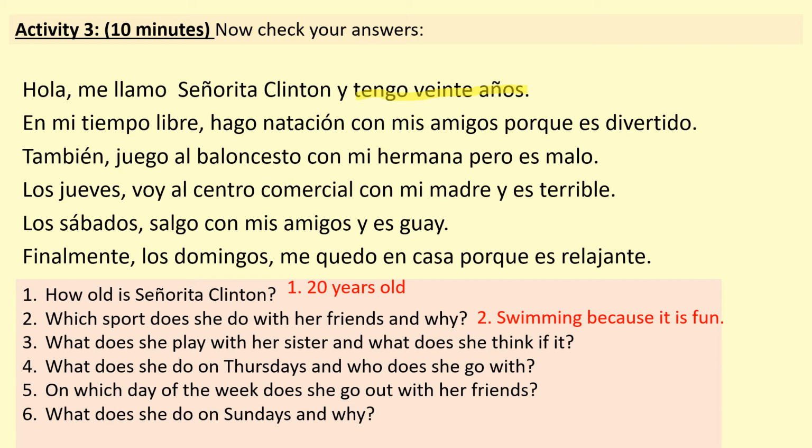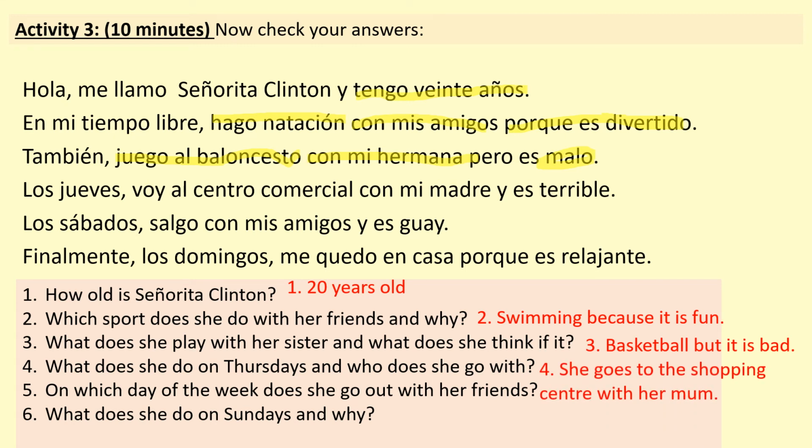Which sport does she do with her friends? Swimming. Hago natación con mis amigos. And she says she does it because it is divertido, fun. Number 3, what does she play with her sister and what does she think of it? So juego al baloncesto gave you the first part, basketball. So it's with my sister, con mi hermana, but she thinks it is bad, malo. You might have written rubbish as well, I would accept that.